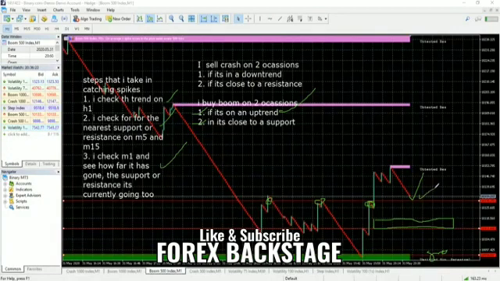So you enter here with a small lot size. If it doesn't spike, you close in loss. Then you enter with a bigger lot size. Then you increase your lot size like that, like that.